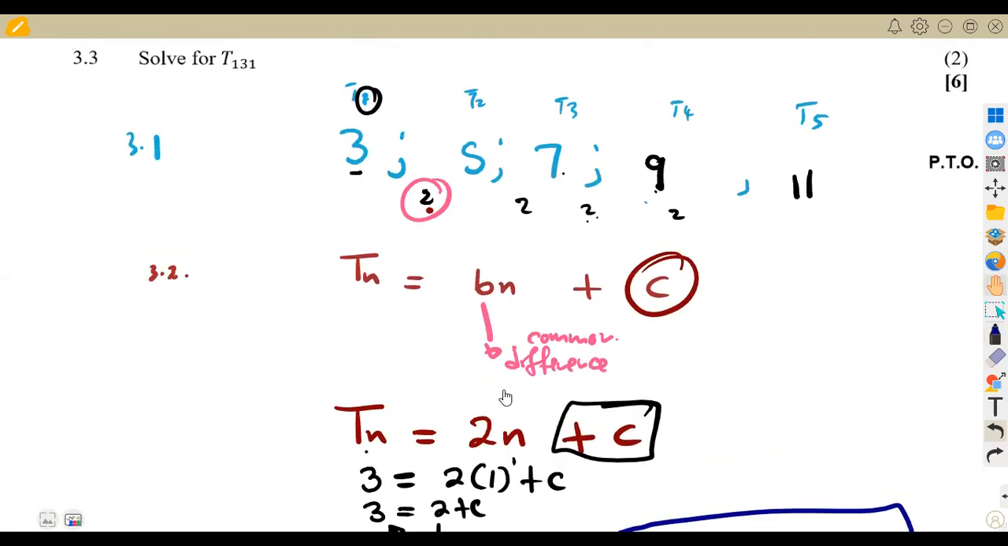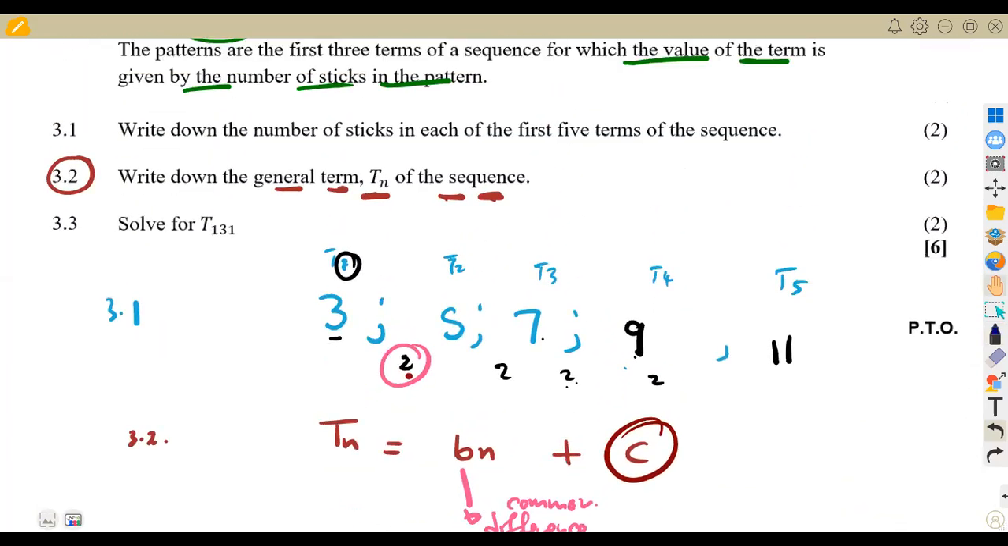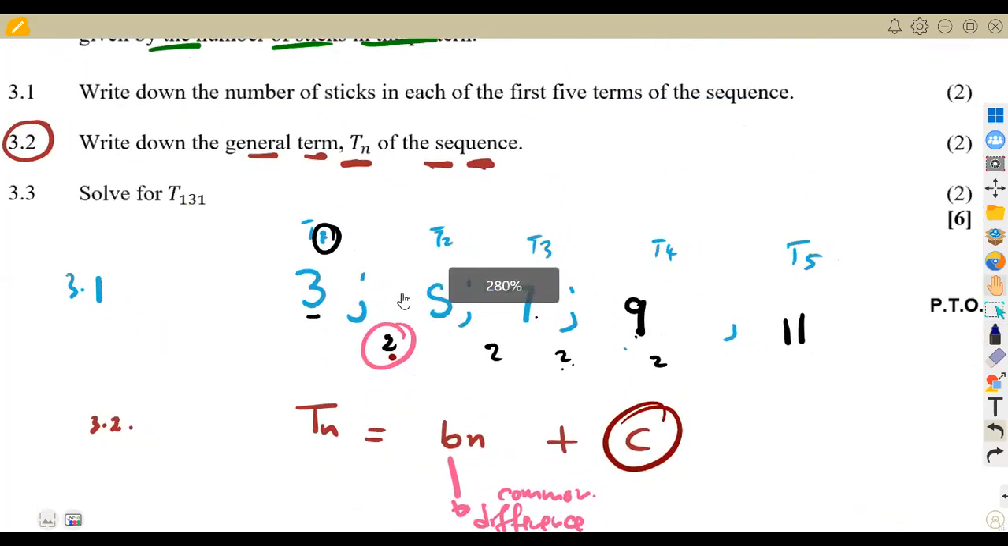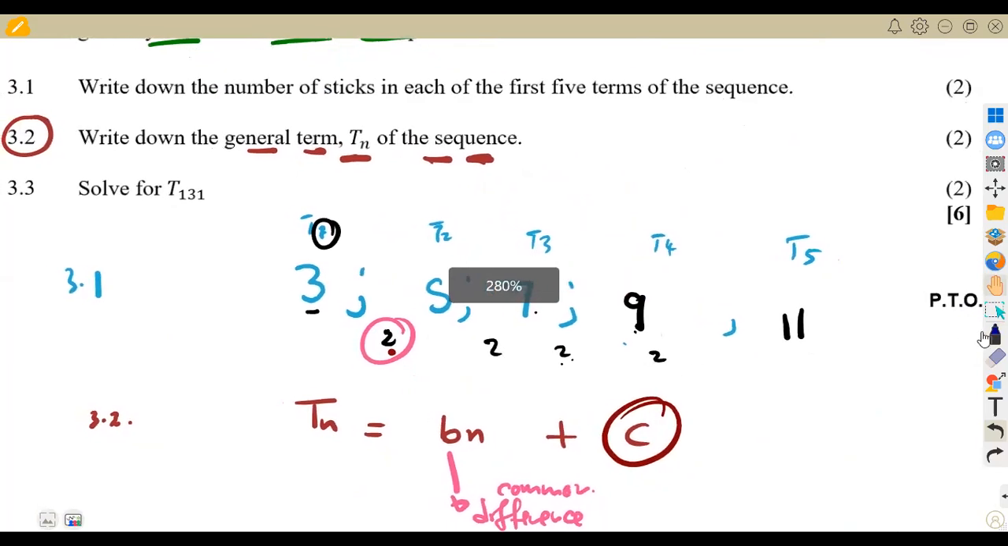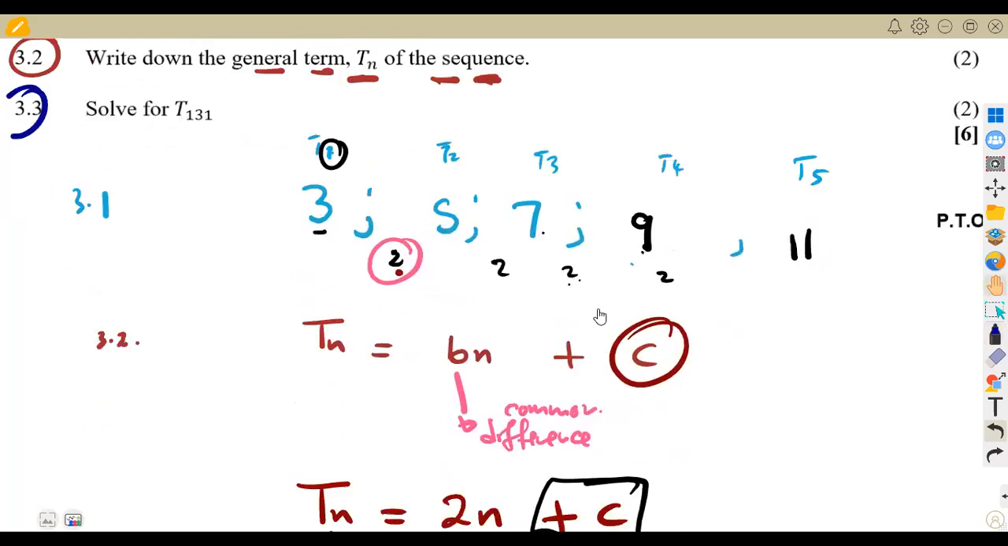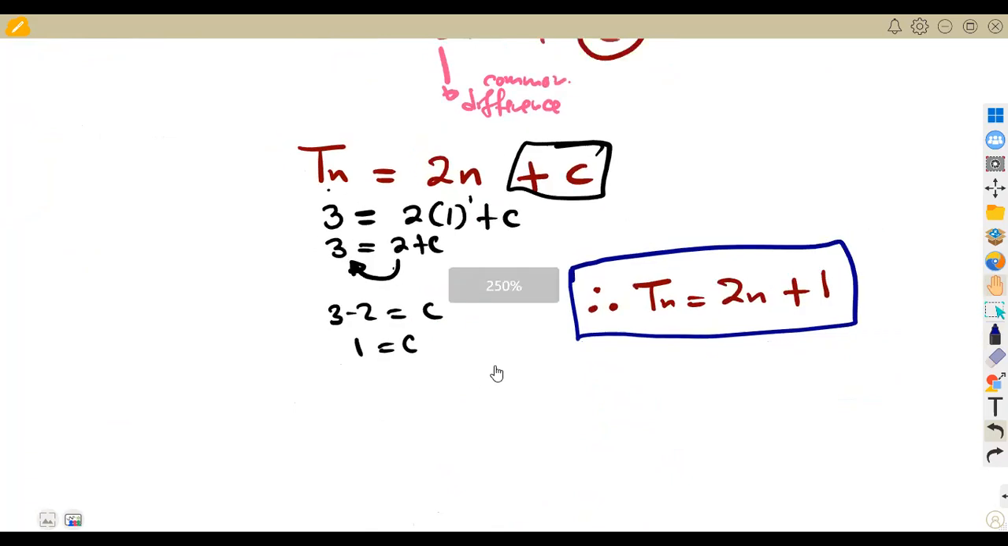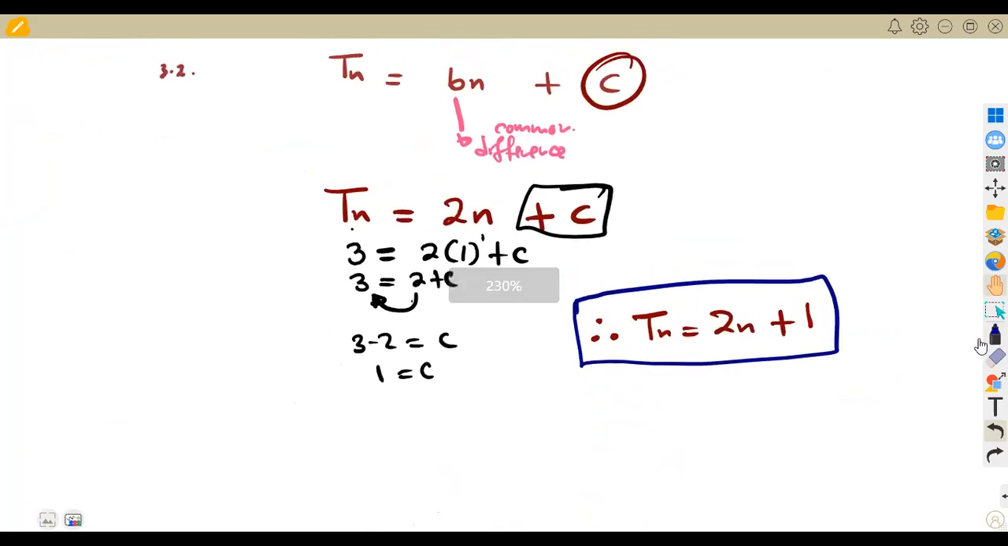All right, that's it, guys. As you can see, 2 marks is actually important for this to achieve everything on this type of equation. 3.3, solve for T131. All right, solve for T131. T131, what does it mean? All right, this is our Tn, guys.